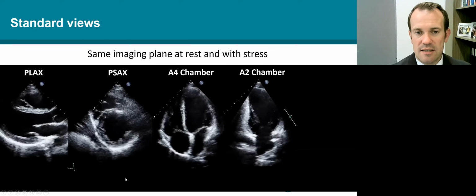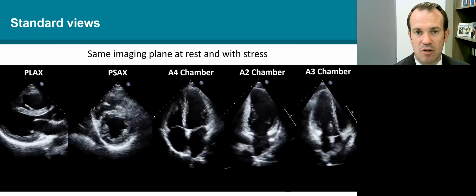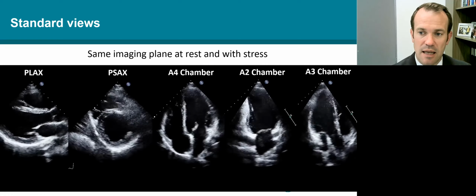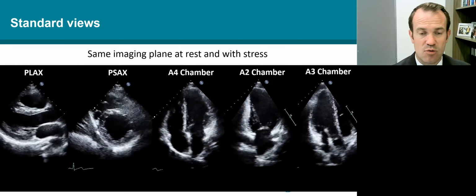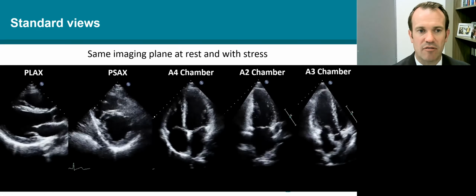The standard imaging planes are the parasternal long, parasternal short, apical 4 and apical 2 chamber views. Later and more frequently, we now also include the apical 3 chamber view, although the image in the apical 3 can sometimes be oblique and is less reliable. And so we just have to be a little bit more careful.